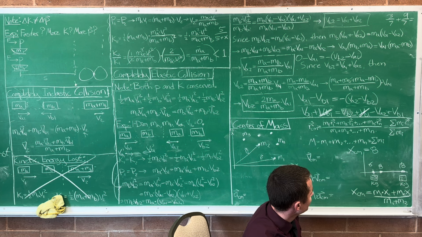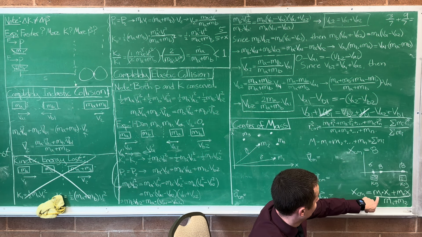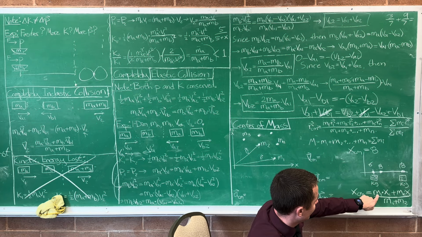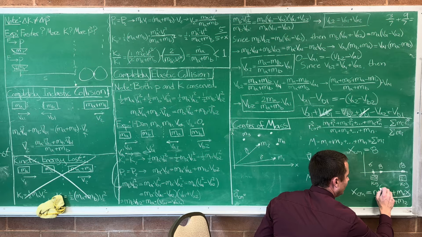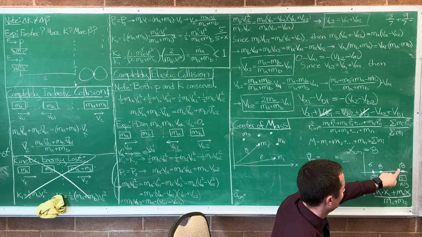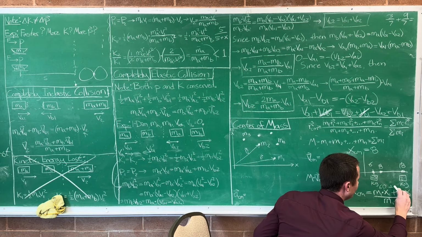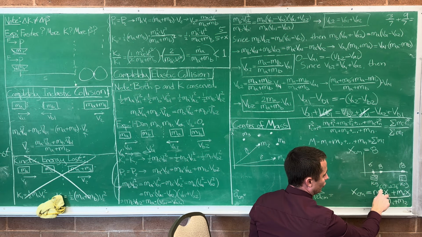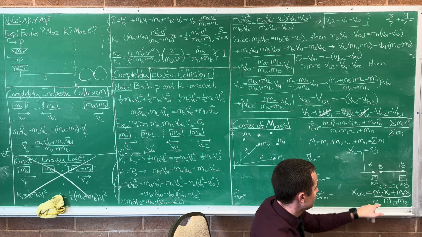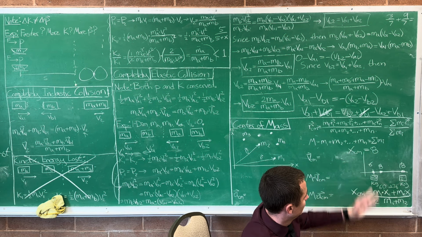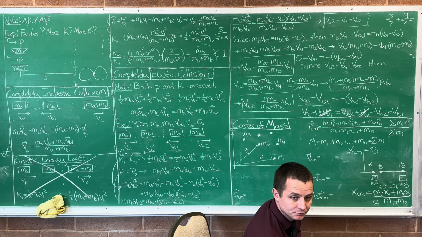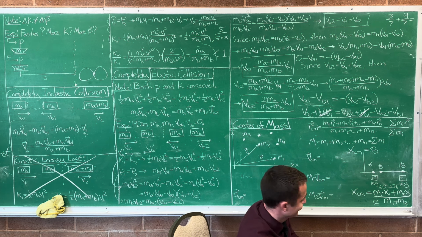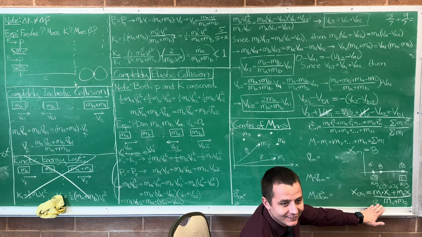So let's calculate this in this case. That would be 10 times 6, which is 60, plus 2 times 18, which is 36, and then divide by 10 plus 2, which is 12. So 60 plus 36 is 96, divided by 12 is 8. It gives you 8.